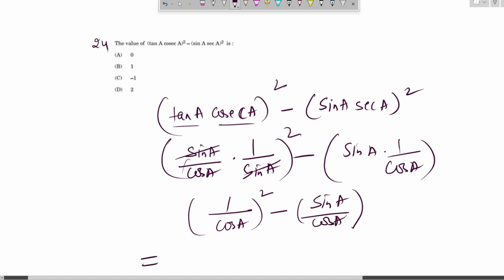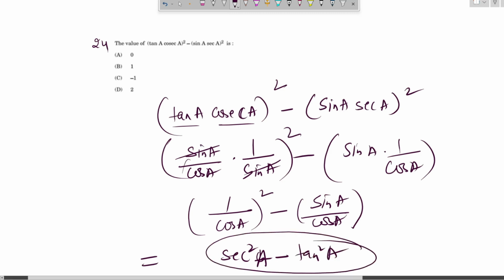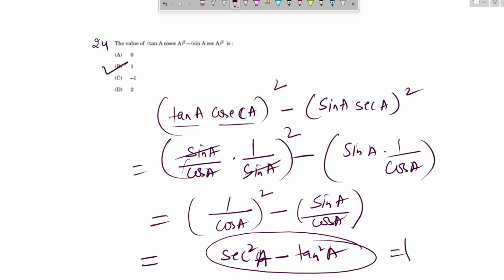Here 1 by cos is nothing but secant, so it will be secant square A minus this is tan square A, and you know this by identity that secant square A minus tan square A is equal to 1. So therefore option B is correct.